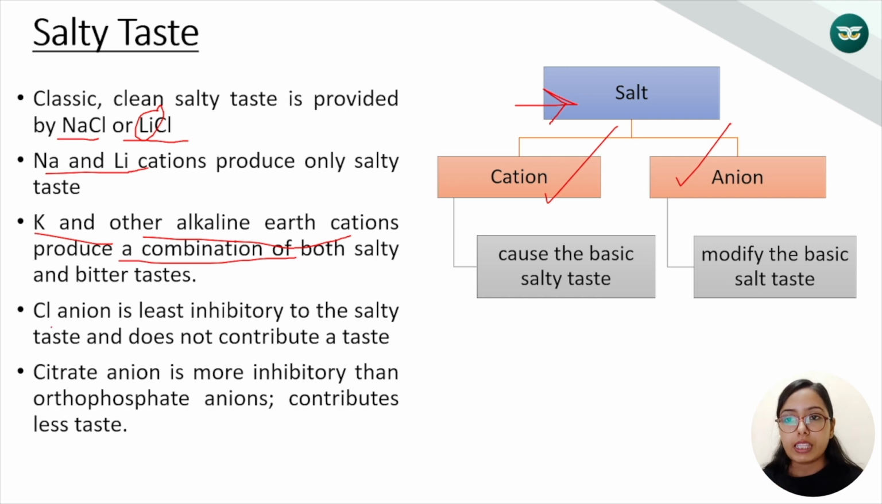Now talking about the anion, for example chlorine or chloride, it is the anion which is least inhibitory to salt taste. As we discussed, an anion has the property of modifying the basic taste, or decreasing or altering the intensity of salt taste. In comparison to all other anions, chloride is the least inhibitory anion, and it does not alter the taste of the overall salt. So it is the most suitable anion for salty taste. There are certain other anions also, for example the citrate anion, which is more inhibitory than the orthophosphate anion, and it contributes less to the taste. This is also one type of anion which is present in the food industry.